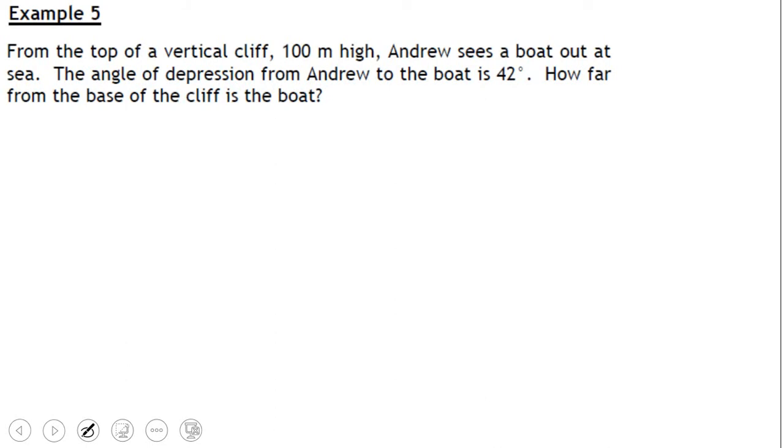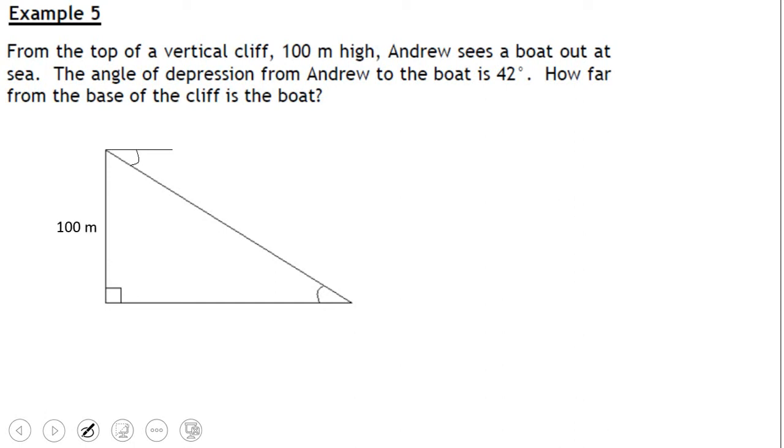In example 5, another practical situation. From the top of a vertical cliff 100 meters high, Andrew sees a boat out at sea. The angle of depression from Andrew to the boat is 42 degrees. How far from the base of the cliff is the boat? So a quick diagram of that. Our angle of depression, it's 100 meters high, the cliff. We have an angle of depression of 42 degrees, and using our parallel lines rules, the angle in the triangle is 42 degrees.